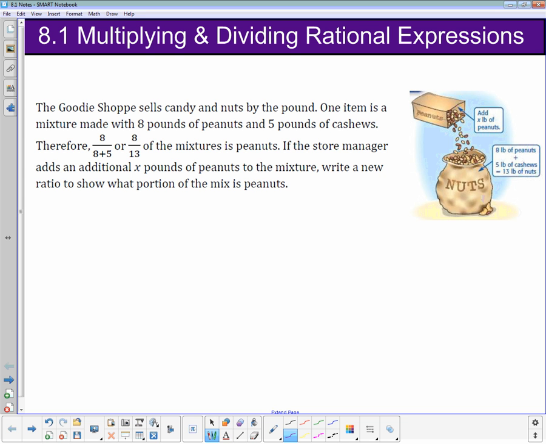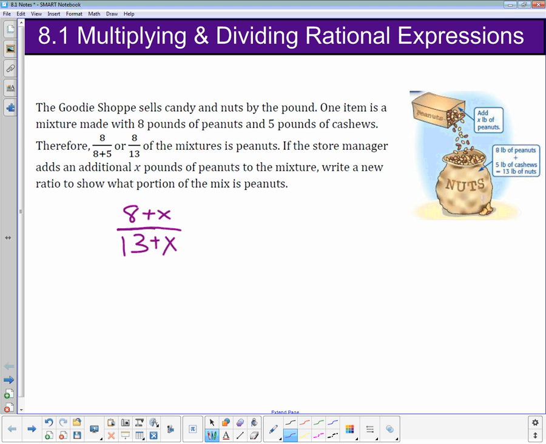So what's happening here is this is what we're currently starting with, and to that we're adding X pounds of peanuts to the mixture. So we start with 8 pounds of peanuts, now we're adding X to that. But that doesn't just add X to the numerator, it doesn't just add to the peanuts, it also adds to the total. So I have to put that X on the bottom as well. These are the types of rational expressions that we're going to be looking at all throughout Chapter 8.